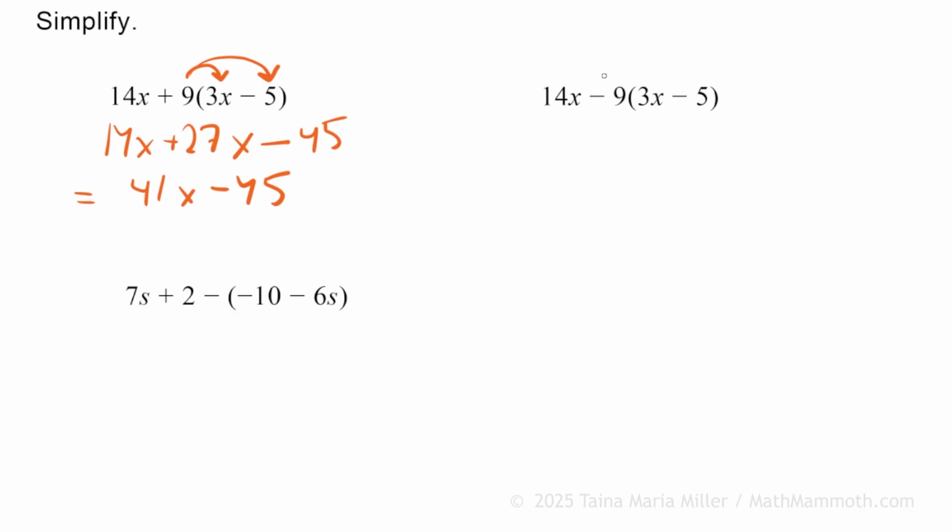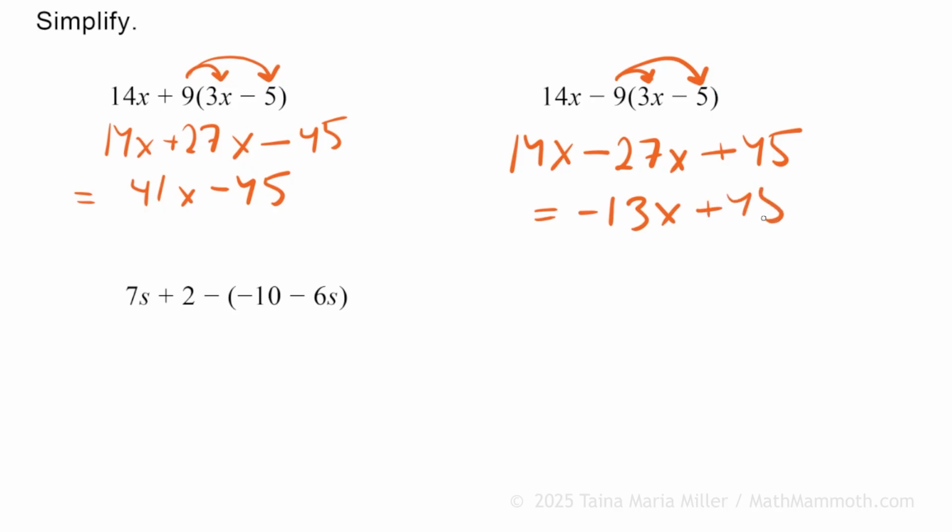Here it is a little bit more tricky because we have a minus sign here and a minus sign here. But it's all right. Let's get going. We have 14x again. Then we again apply the distributive property. There's minus 9 times 3x, minus 27x. And then look what happens next. There's this minus 9 and minus 5. Essentially, minus 9 times minus 5, we will get plus 45. And this one simplifies to negative 13x plus 45.